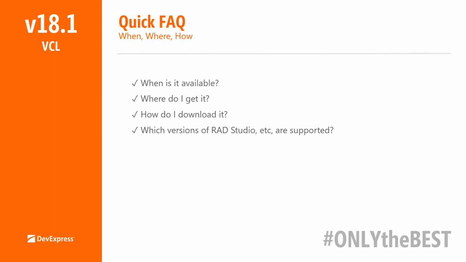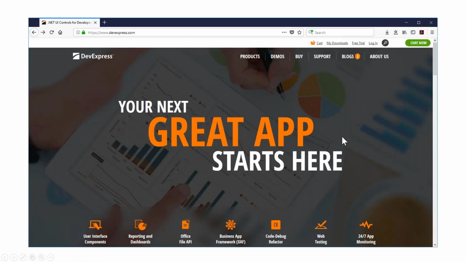Now, where do I get it? How do I download it? And which versions of RAD Studio, etc., are supported? These I'll quickly answer straight away. The first one is, where do I get it? Go to our website, and if you haven't been there over the last couple of weeks, you'll notice that we've changed it. We've improved the website so it looks better on mobile devices as well as our normal desktops.